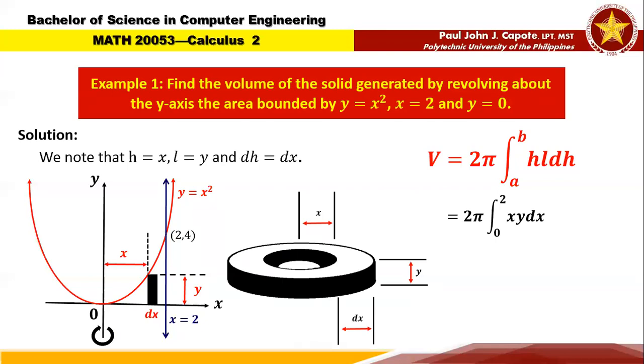And then we get this. Volume is equal to 2 pi times the definite integral of x cubed dx from 0 to 2. And then integrated, we have 2 pi times x to the power of 4 over 4. Evaluate this from 0 to 2, and we get the volume, which is equal to 8 pi. So that is approximately 25 cubic units.